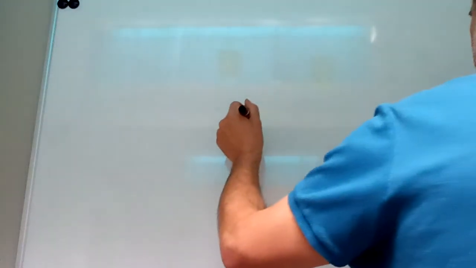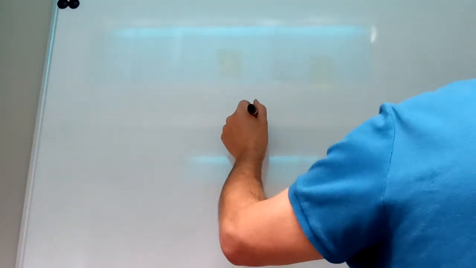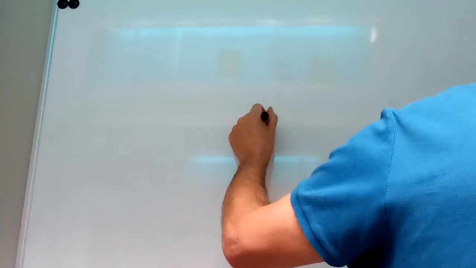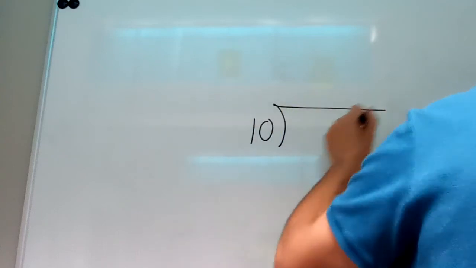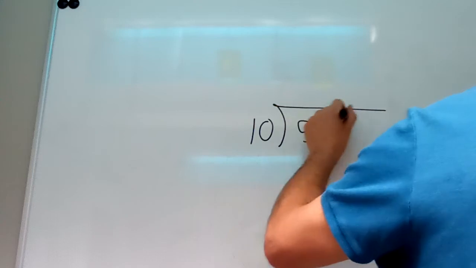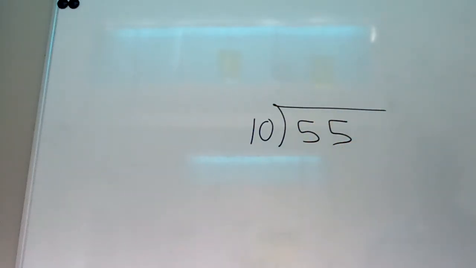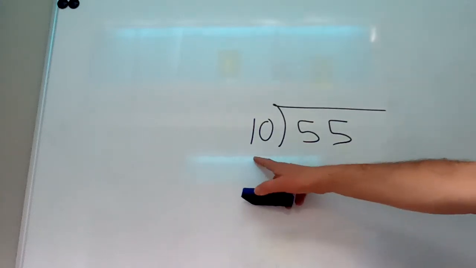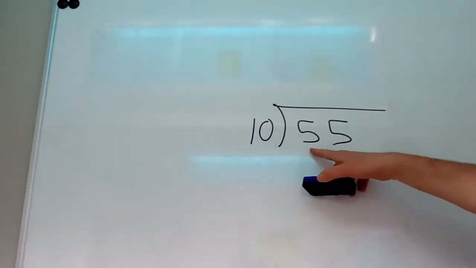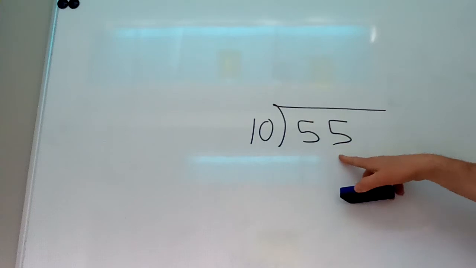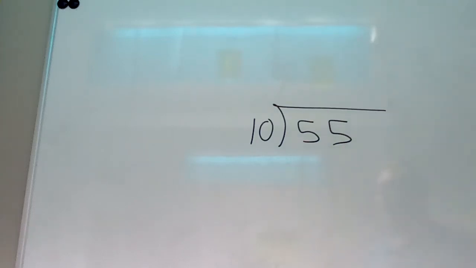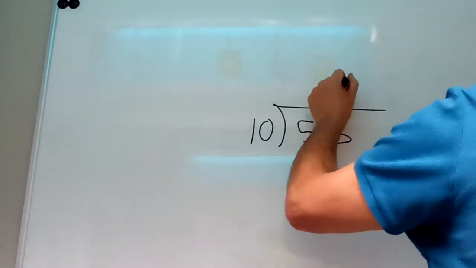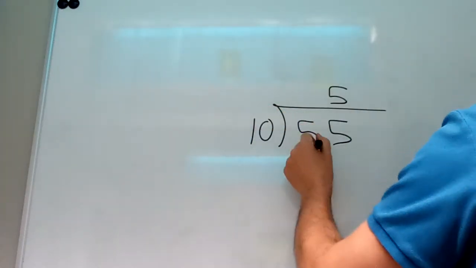Let's do one more. We'll do one with 2 digits. Let's put a 10 out here, and let's put 55 in here. All right, so 10 will go into 55. Well, this is an easier one. 10 will go into 5, of course, but 10 will go into 55. We know 5, it'll go 5 times. 5 times 10 is 50. 10, 20, 30, 40, 50. So we're going to put 5 up here. 5 times 10 is 50.